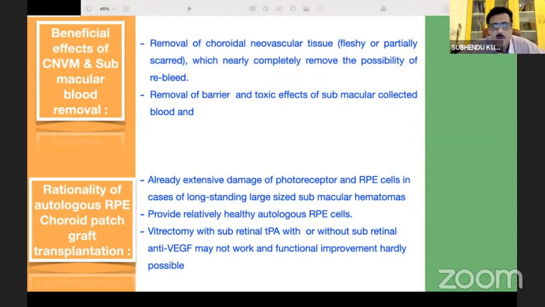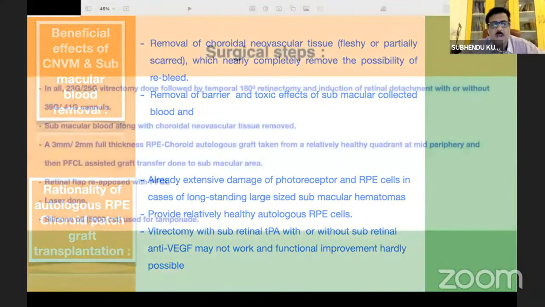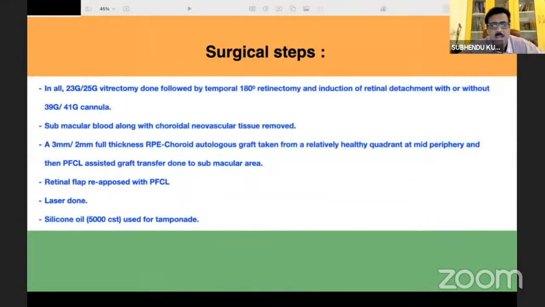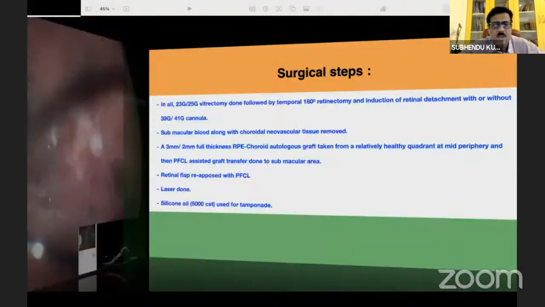The rationale for the autologous RPE choroid graft transplantation is that there is extensive damage to the photoreceptors as well as the RPE cells in long-standing cases. By providing the autologous graft, you are providing healthy autologous RPE cells, whereas vitrectomy with subretinal TPA may not work, and functional improvement may not be possible in these cases. So these are the simple surgical steps. I will come to them one by one, step by step.